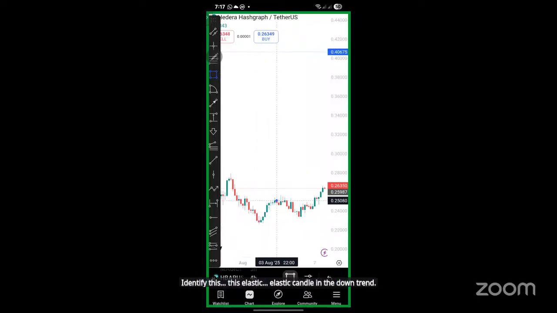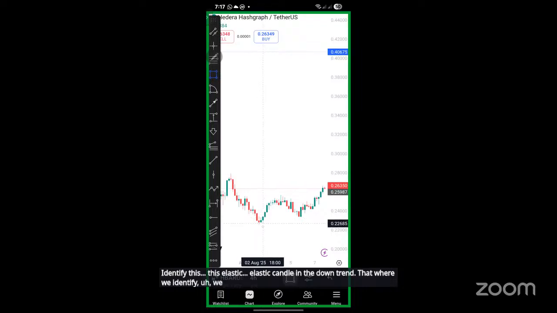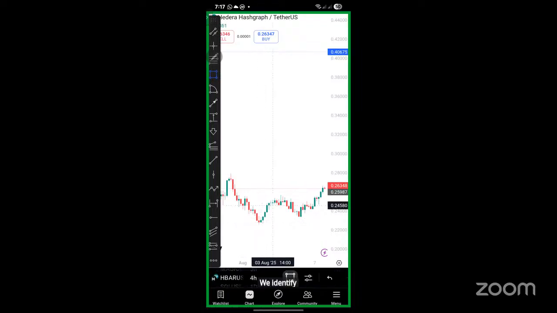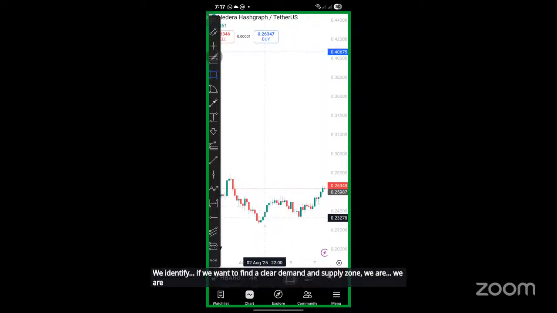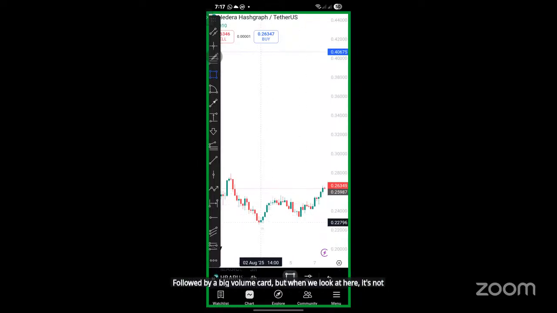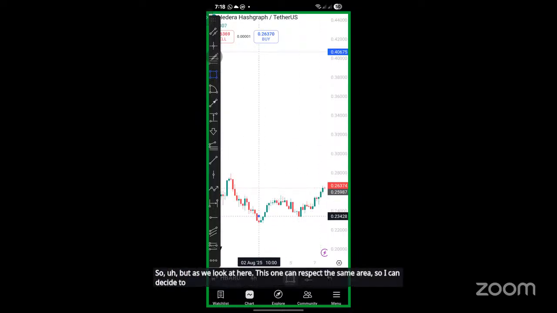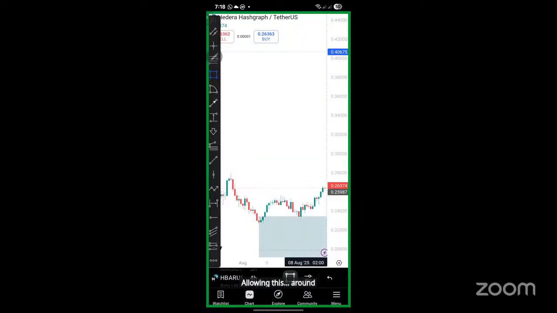If you want to find a clear demand and supply zone, we identify a small candle followed by a big volume candle. When you look here, it is not that clear, but this one can give us a very big picture of what we are talking about. This is a small candle followed by a big volume candle. As we look here, this one can respect the same area. So I can decide to draw my demand zone around this candle here.